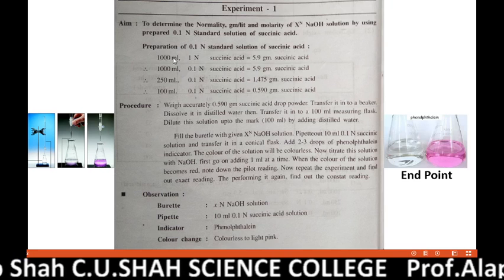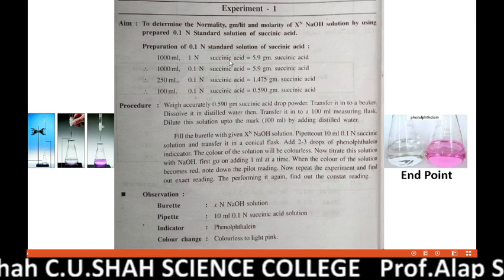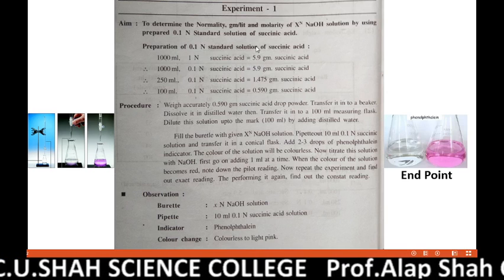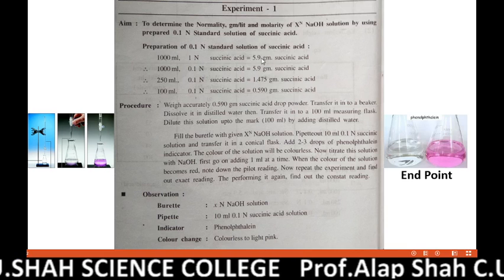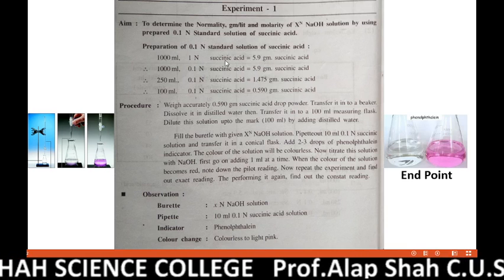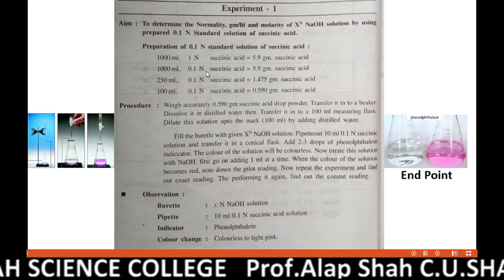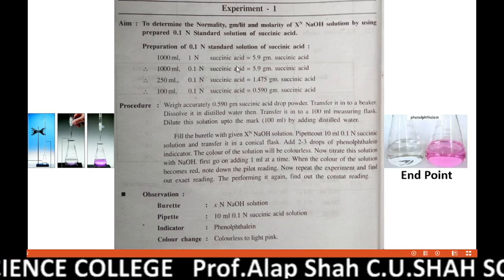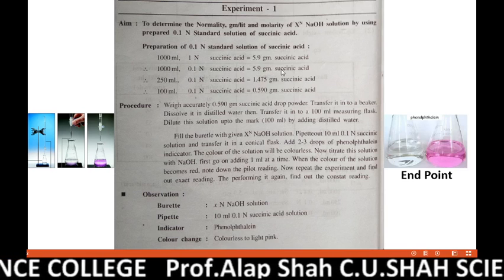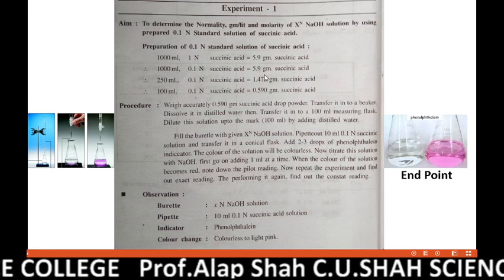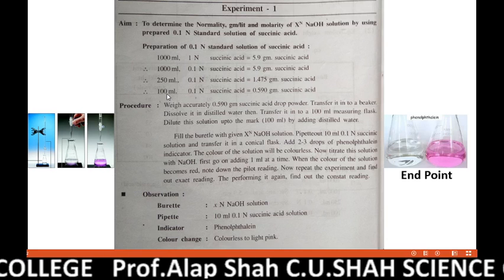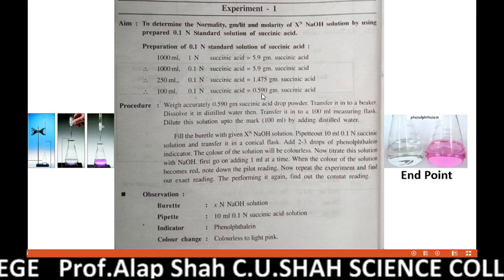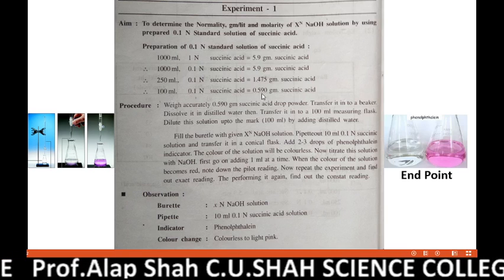Now this factor, 1000 ml 1 normal succinic acid, if we want to prepare, this is a printing mistake in the book. It should actually be 59 gram succinic acid. This is a printing mistake. We want to prepare 0.1 normal succinic acid, so we will write 1000 ml 0.1 normal succinic acid equals 5.9 gram succinic acid required. But we want to prepare only 100 ml. So 100 ml 0.1 normal succinic acid requires 0.590 gram succinic acid.